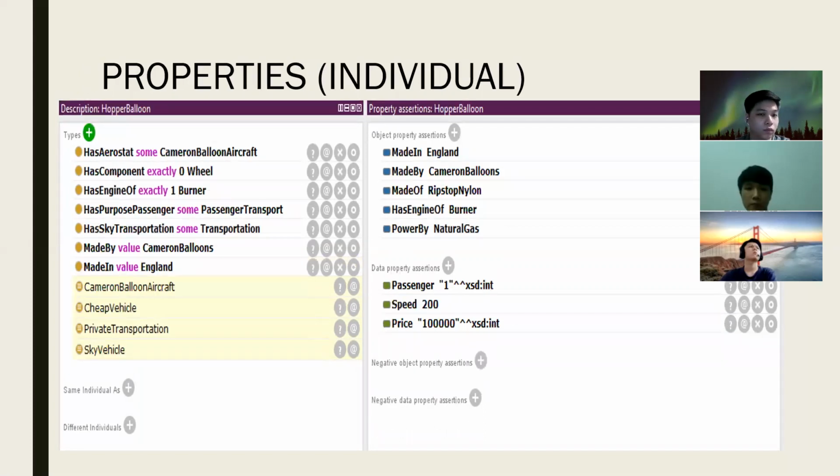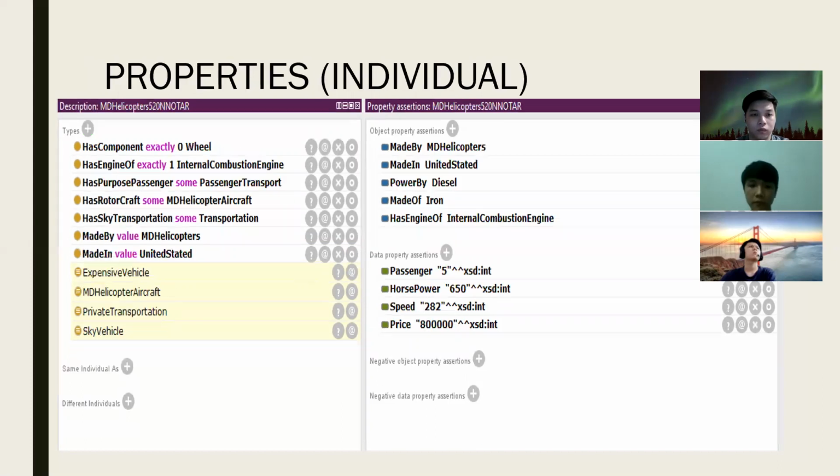The third individual, Hopper balloon. It is a hot air balloon that is made in England, and it has a type as an aerostat, some Cameron balloon aircraft. It has an engine of one burner, and its purpose is to fetch passengers, and it is powered by natural gas.